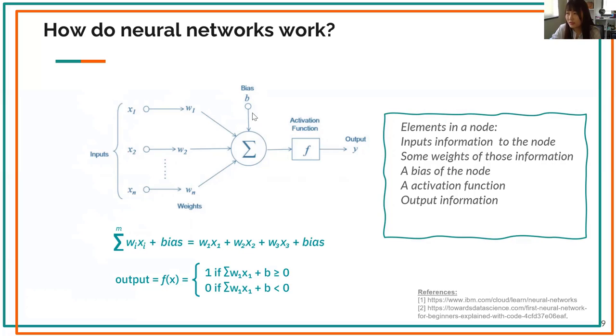And these will then go through an activation function. So what we need to learn from this slide is the elements in a node: there is some input information to the node, some weight of this information, a bias of the node, and an activation function of the node. After that, it will output some information for the next node. Yes.